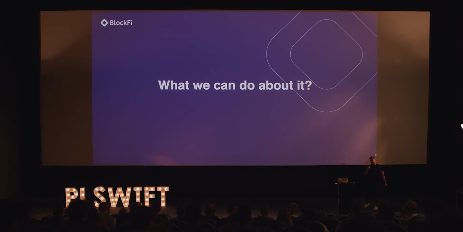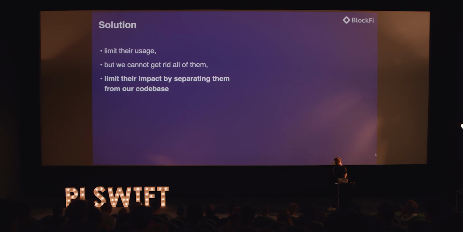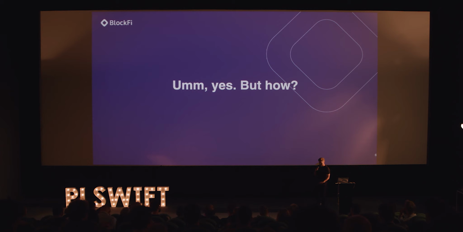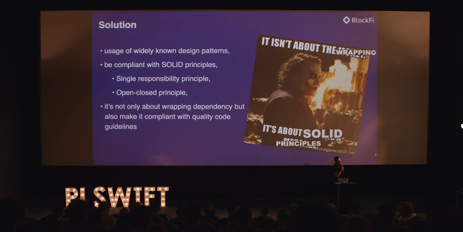So, okay, what can we do about it? Firstly, we can limit their usage, but as we said before, we can't really get rid of them entirely. So we can try to limit their impact on our code base by separating them a little. But how, Michał? Okay, how? Well, we can, for example, use one of the widely used and well-known design patterns, and then we can look at which one is SOLID compliant. And in this case, we can look for the one which is compliant with the single responsibility and the open-closed principles, because these ones are the most important in this case.